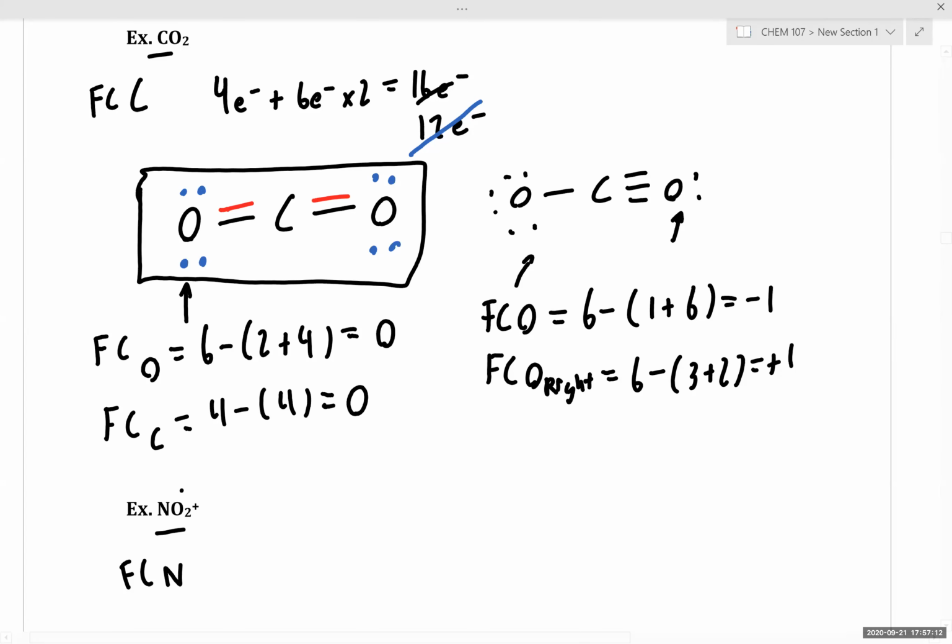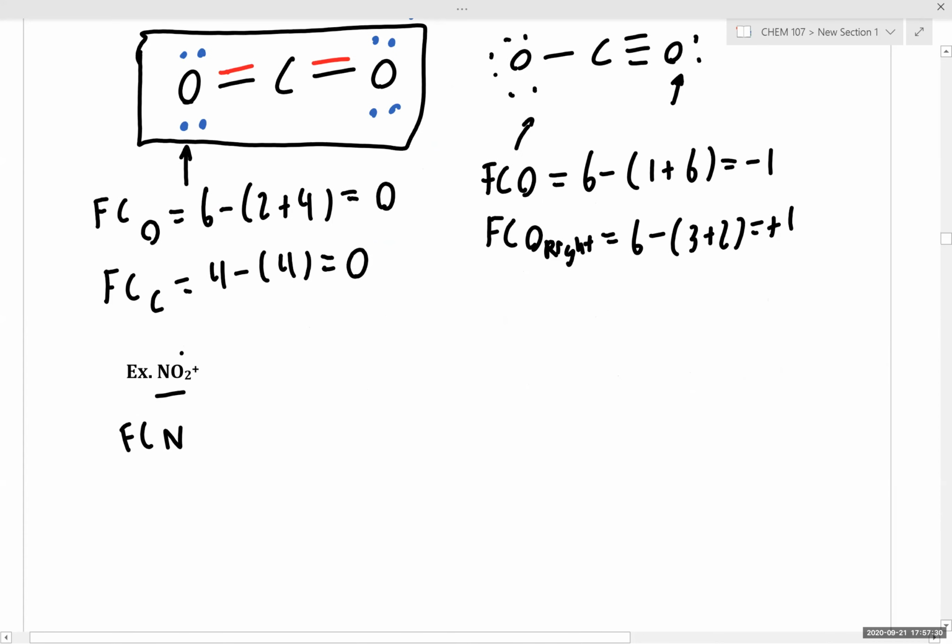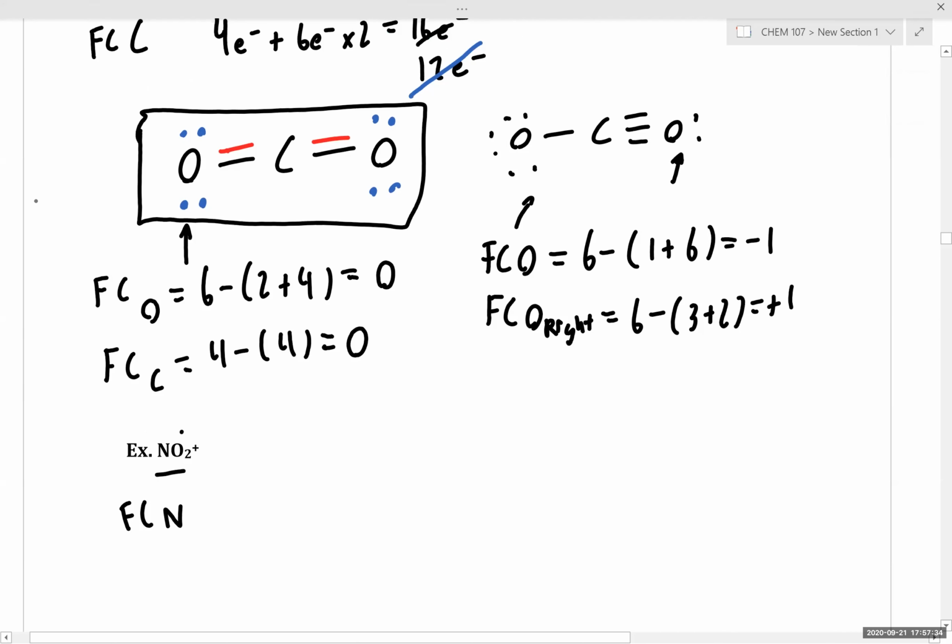Does that make sense? Does this make sense to everyone? Yes. Perfect. So nitrogen dioxide, now here's where drawing structures by analogy is pretty cool, right?